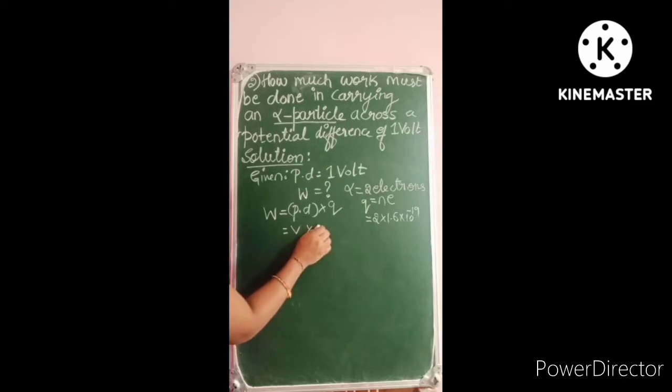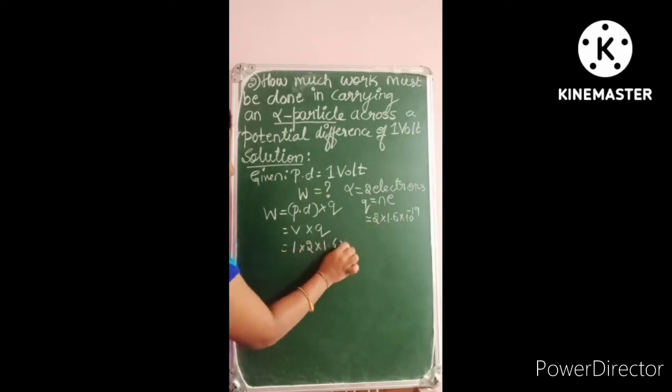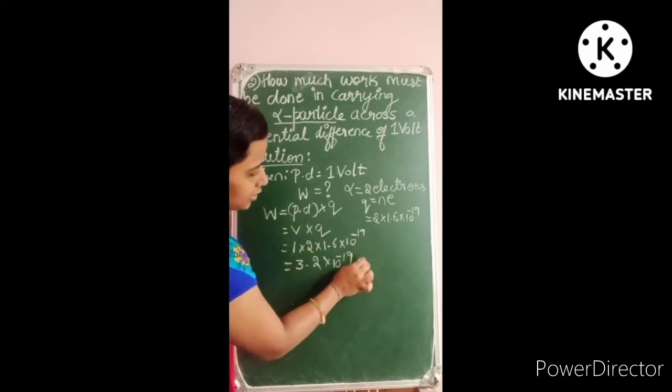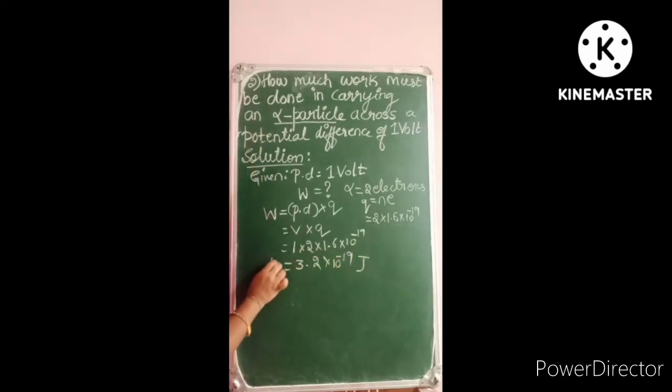Work is V into Q. That is, the value of V is 1 into Q is 2 into 1.6 into 10 raised to minus 19. When you multiply this, 2 times 16 is 32. That is 3.2 into 10 raised to minus 19. After solving this, you have to write the SI unit of the work, that is joules. Right? This is how we have to solve the problem.